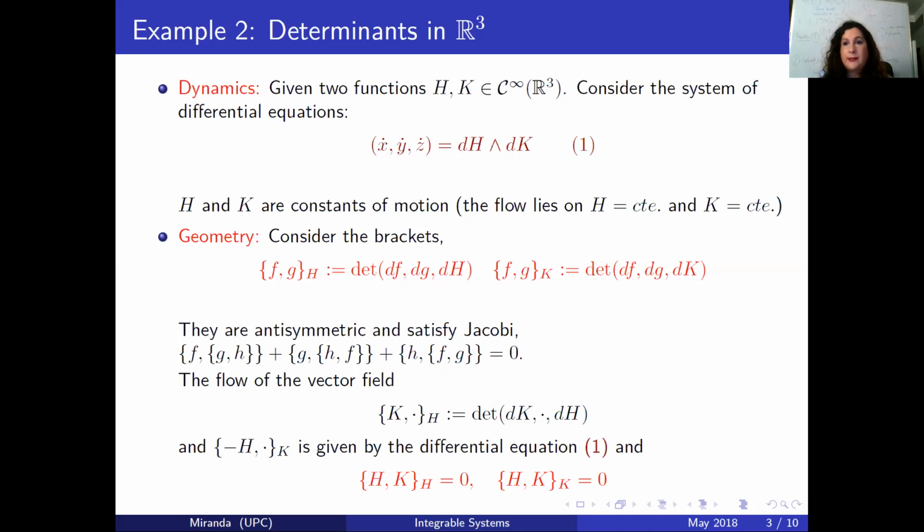And I say determinants in R3, why? Because, well, in principle, where do you get the determinants? I consider the following brackets. I consider two brackets, {f, g} associated to h as the determinant of (df, dg, dh), and {f, g} associated to k as the determinant of (df, dg, dk).